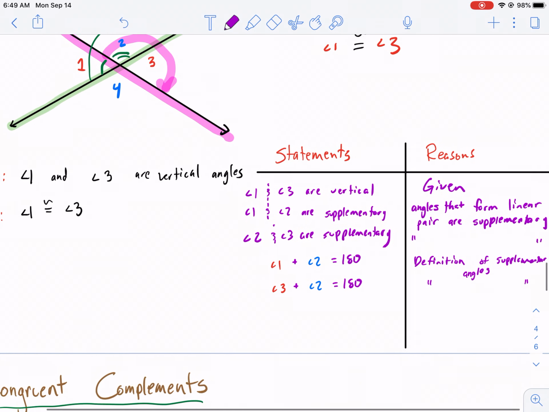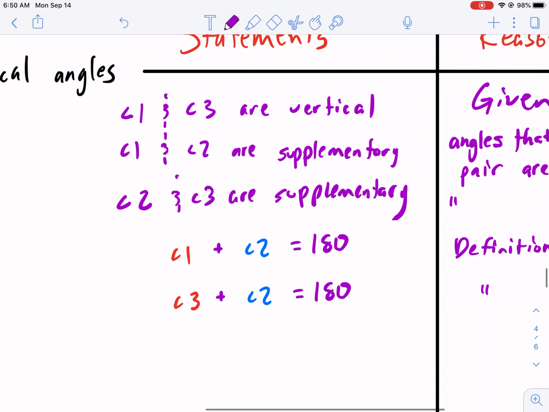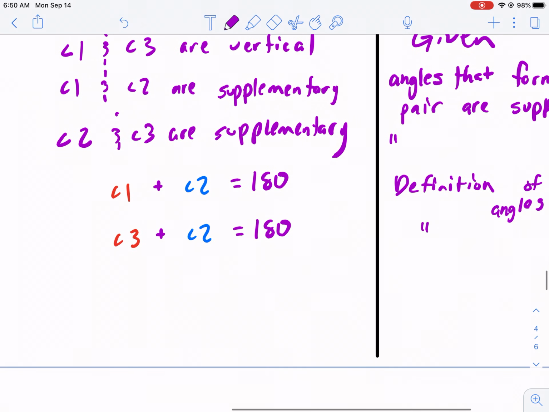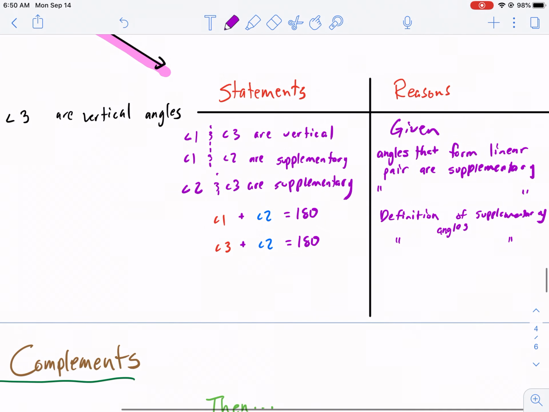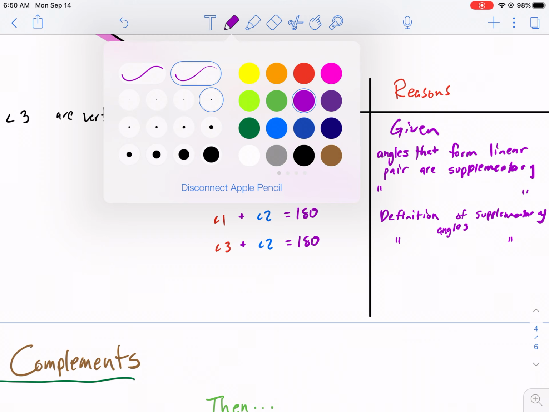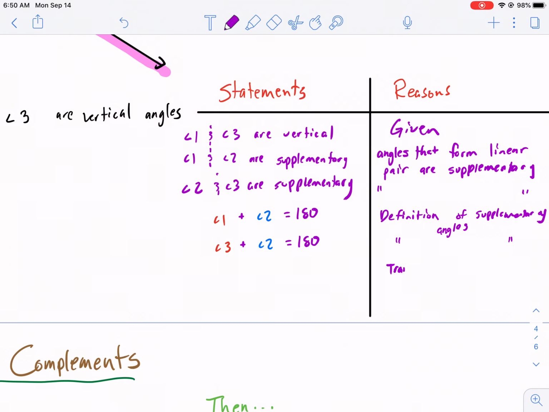Now, notice that we have 1 and 2 add up to equal 180, 3 and 2 equal 180. We have essentially a transitive property, almost like syllogism. If angle 1 plus angle 2 equals 180, and if 180 equals angle 2 plus angle 3, then angle 1 plus angle 2 is equal to angle 3 plus angle 2. So it's almost like a syllogism statement. That's kind of how the transitive property works.